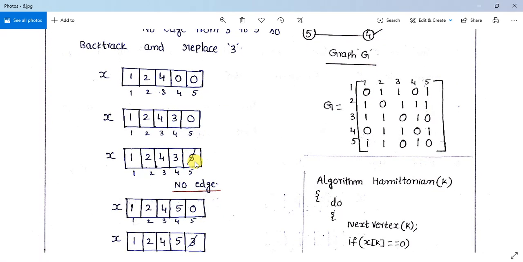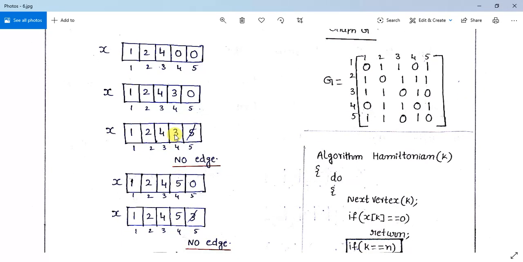Next, here. What is the remaining value possible here? 1 2 3 4 are visited. 5. If I put here 5, is there any edge from 3 to 5? Is there any edge from 3 to 5? No, so I cannot put 5 here. So again I need to backtrack. I have to replace this value.